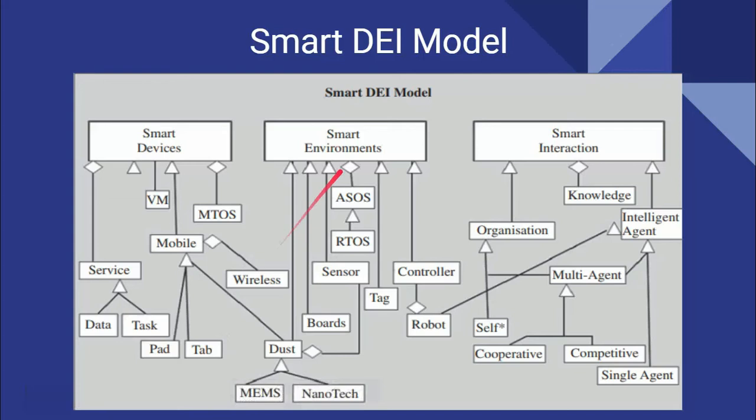For now, just understand what kinds of elements connect to smart devices, which are virtual machines with a multitask operating system. Then the smart environment has the things that connect with it. We will see the important things from the Smart DEI model in our further lectures. Then smart interaction has interactions such as multi-agent and knowledge. These are all the important elements that make interaction smart. That is the meaning of this model.